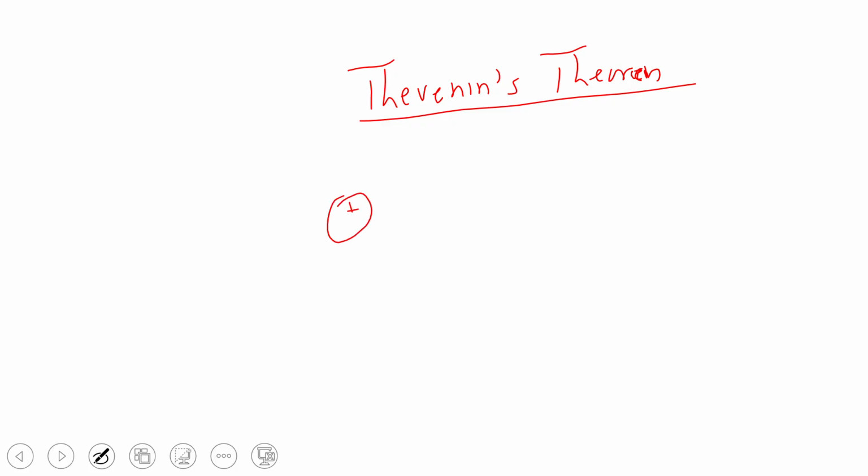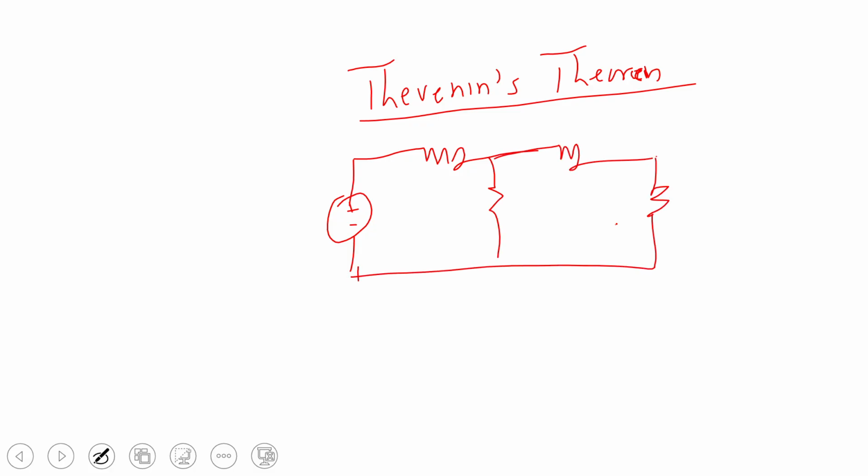Welcome to today's class, and today we are studying a very important theorem in circuit analysis called Thevenin's theorem. Thevenin proposed a very important theorem that has become very useful in circuit analysis. Let's say, for instance, you have a circuit that looks like this, and this time you are just interested in the current in a certain load resistor RL within the circuit.